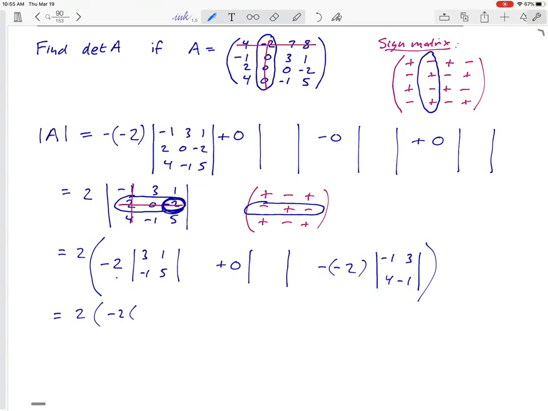All right, so continuing, we've got a minus 2 times the determinant of this 2 by 2. That's going to be 3 times 5 is 15, minus a negative 1, which gives us a plus 1. Then we've got a plus a 0 in the middle. Minus a negative 2 is a plus 2. And then finally, the determinant of this minus 1, 3, 4, negative 1 is going to give us minus 1 times minus 1 is 1, minus 12.